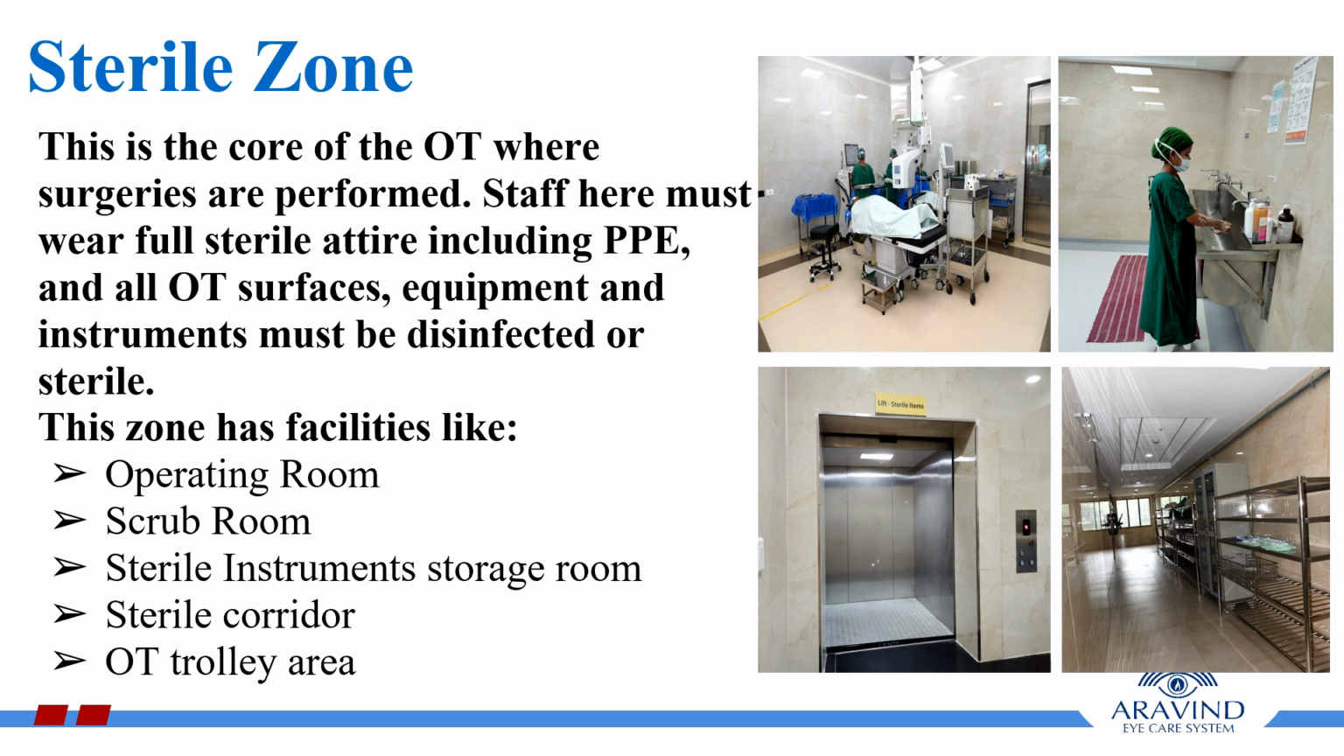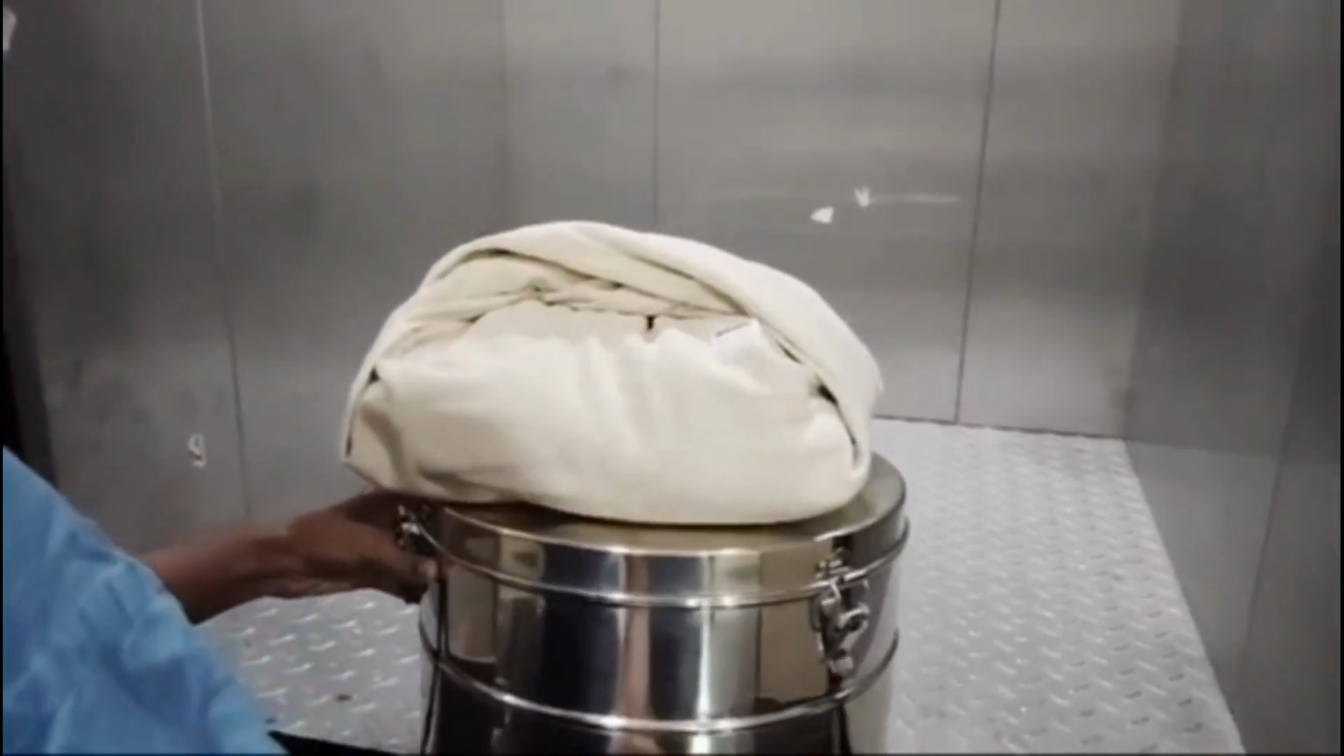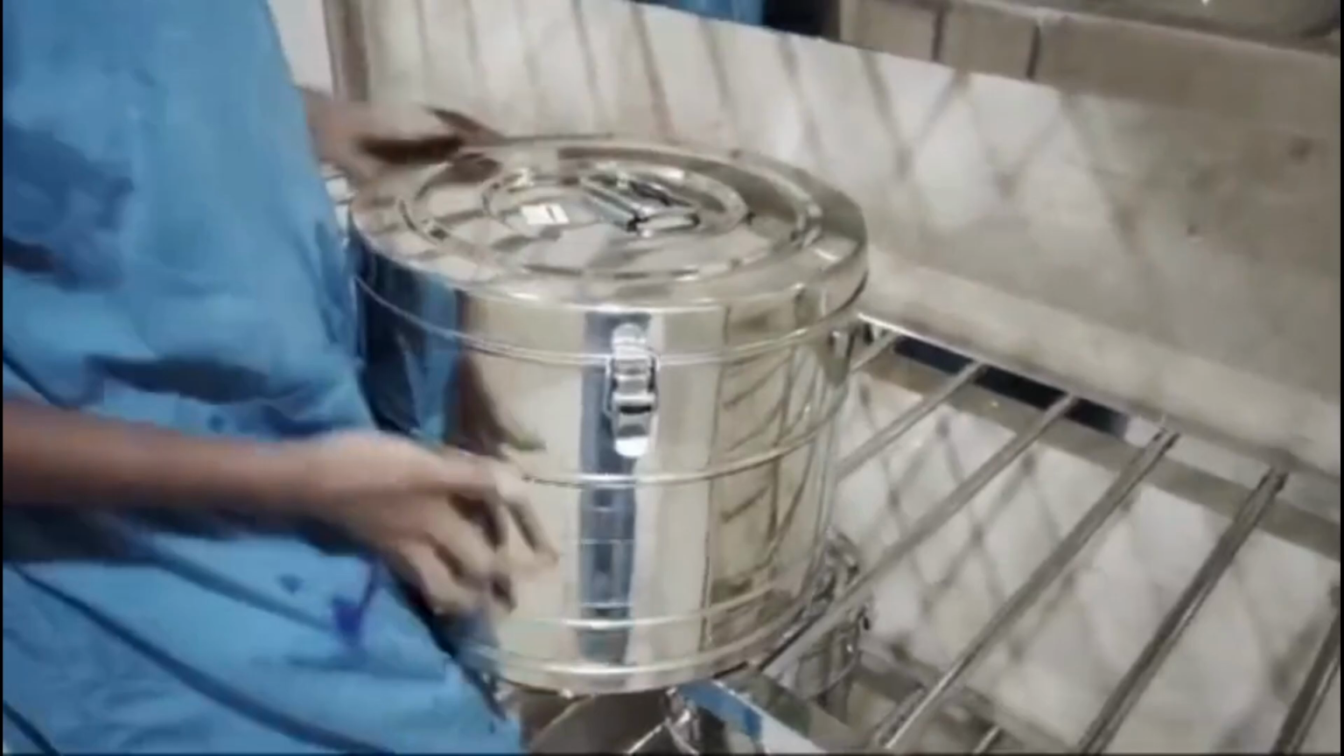Sterile zone. This is the core of the OT where surgeries are performed. Staff here must wear full sterile attire including PPE, and all OT surfaces, equipment and instruments must be disinfected or sterile. This zone has facilities like operating room, scrub room, sterile instrument storage room, sterile corridor, OT trolley area. In our hospital, we have 3 floors of OT. We are using sterile lift for moving sterile items.